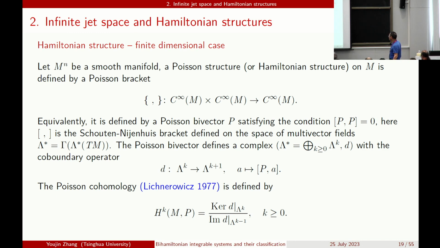Then on the space of multivector fields, if we are given a Hamiltonian structure, a Poisson bivector field, we have a complex, denoted by D, the adjoint action, which is a coboundary, and then we can define these cohomology groups. These cohomology groups can be used to describe the deformations of these Hamiltonian structures. In the case that the Poisson manifold is a symplectic manifold, this Poisson cohomology is isomorphic to the de Rham cohomology. But in general, we have this.